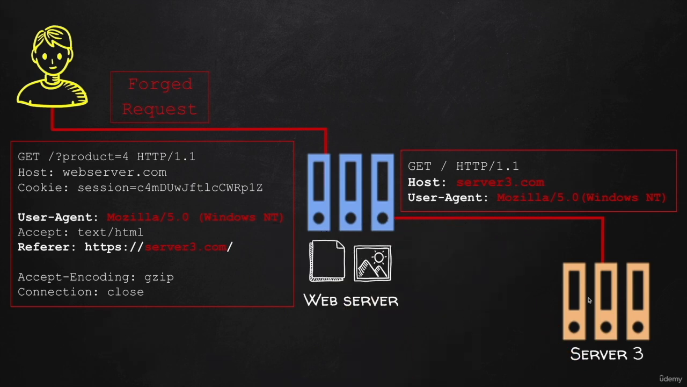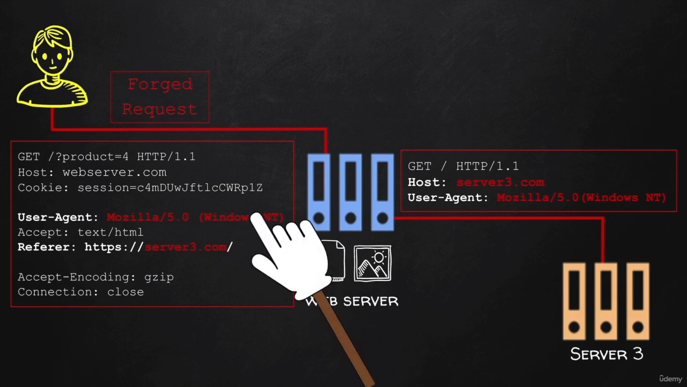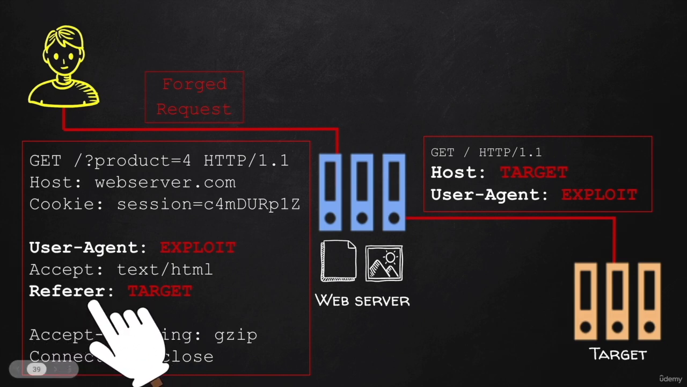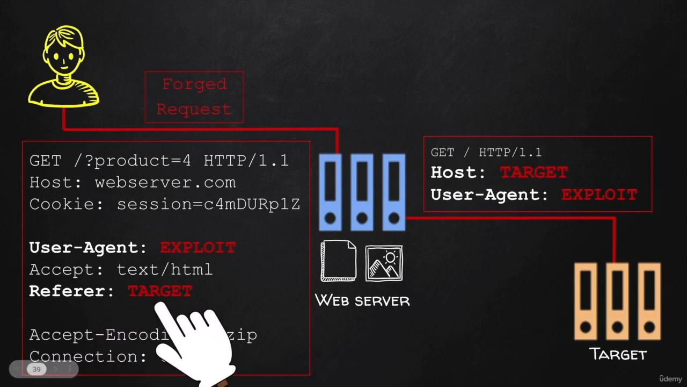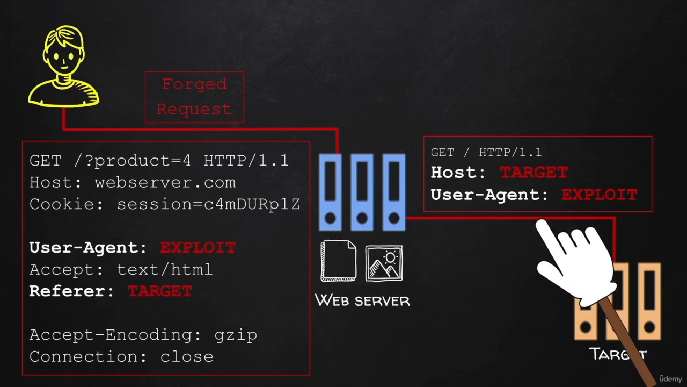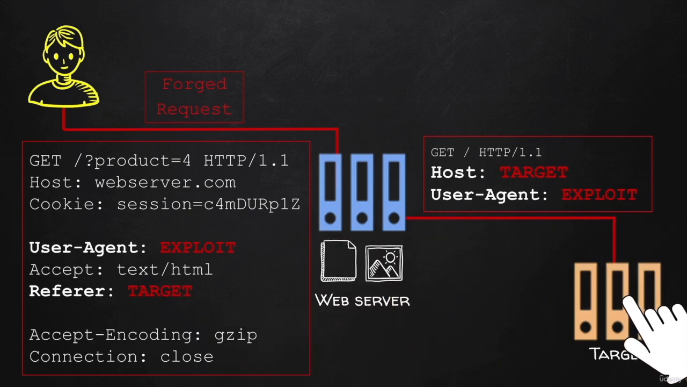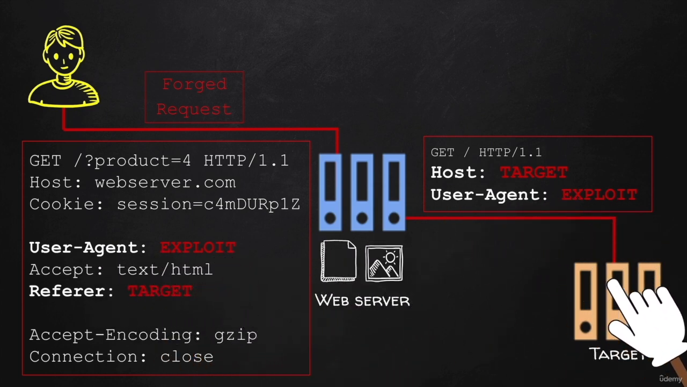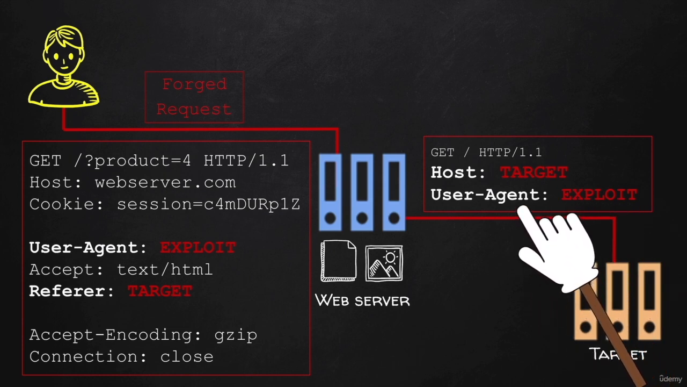So if you take a second and look at this and substitute these two values with what they've actually been replaced with, you will arrive at the conclusion that you could set the referrer to the target, because the target that we specify in here is the destination that the web server will send the request to. And then whatever you type in the user agent, assuming it's an exploit, this exploit will actually be sent to the target as the user agent.